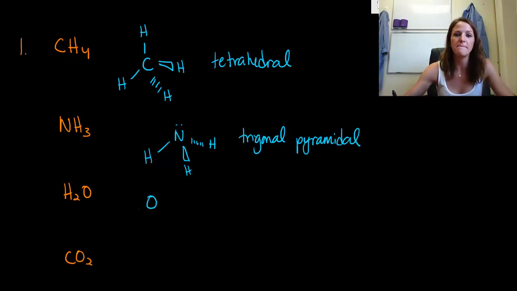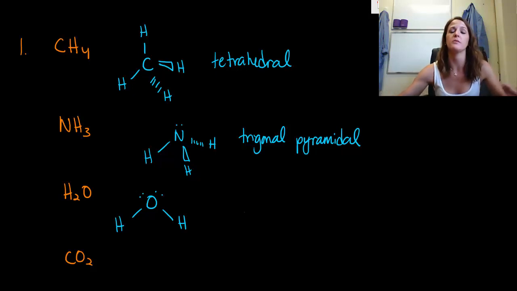All right, next one, water. Water we've seen drawn a million different times. There's an oxygen in the center, hydrogens on each side, and the oxygen has 2 lone pairs of electrons on it. So we have 4 regions of electron density, 2 of them atoms and 2 of them lone pairs. By definition, this is a geometry that is considered bent. Okay, that's what we call bent.